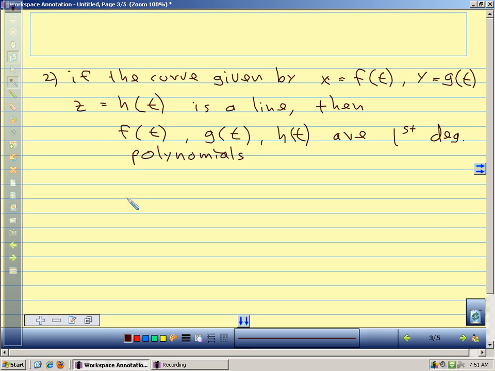So if we had f of t, what was yours, Andrew? Did you say like t squared? f of t equals t squared, g of t equals t squared, and h of t equals t squared. Then we have x equals y equals z, and that gives us a line. Make sense? Is that along the lines of what everyone was thinking?